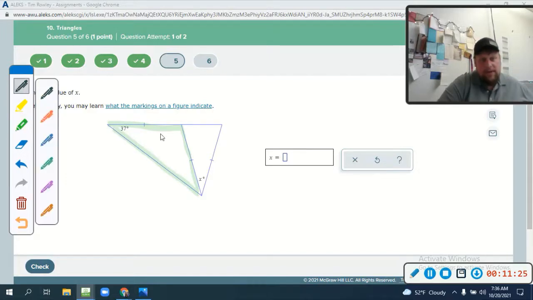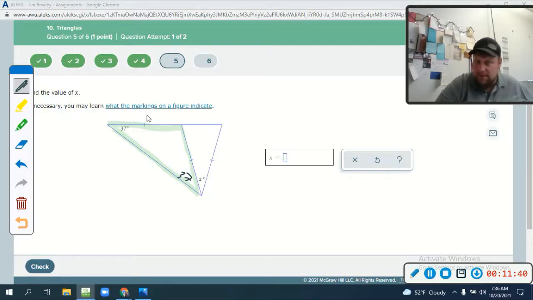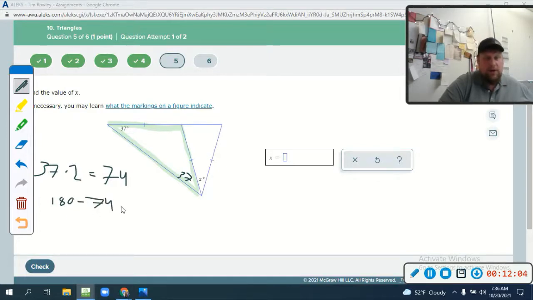Looking at that, we see that it's isosceles because that leg matches that leg, right? Which means if this is 37 degrees, we know this angle is 37 degrees. And what can I do with that? Well, I know all three angles of the triangle add up to 180. And so I'm going to subtract 37 times 2, or 37 plus 37, which is 74. So now I want to do 180 minus 74. Get that final angle there, which is going to be 106. So I know right here, I have a 106 degree angle.